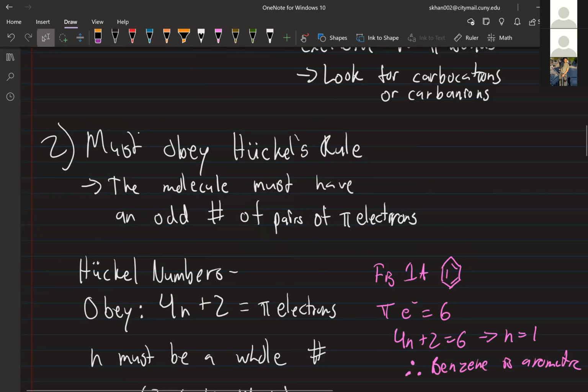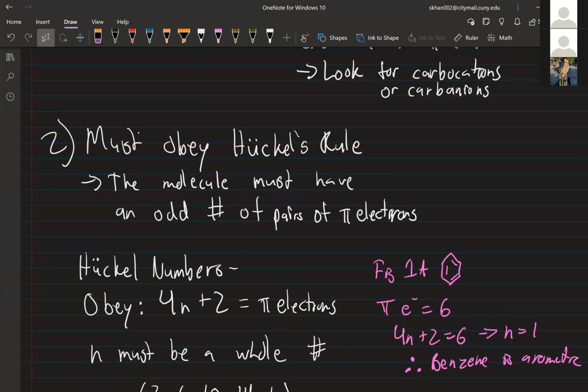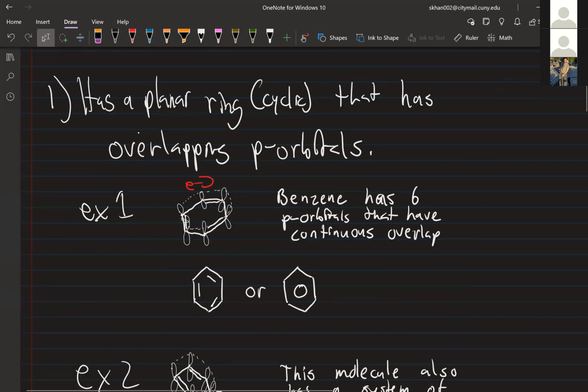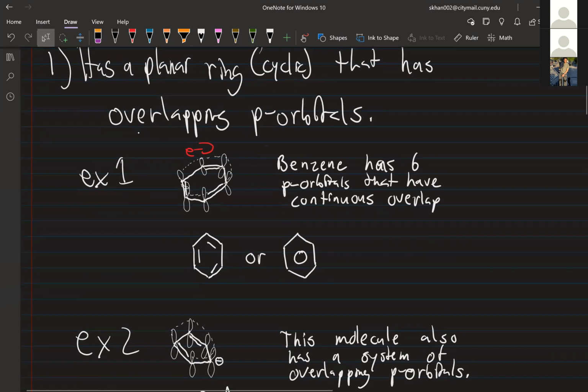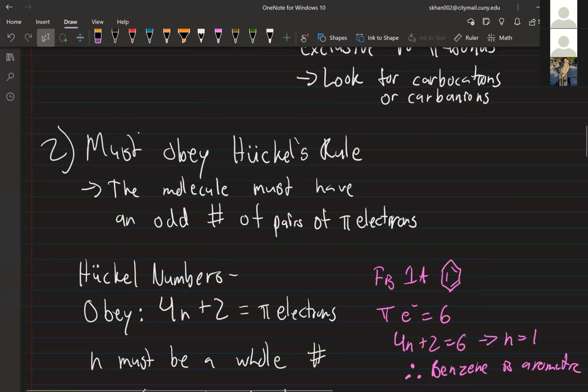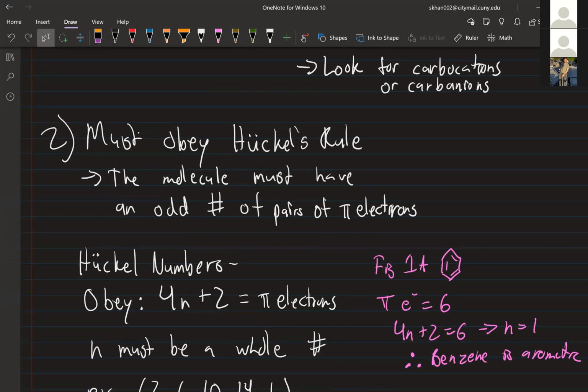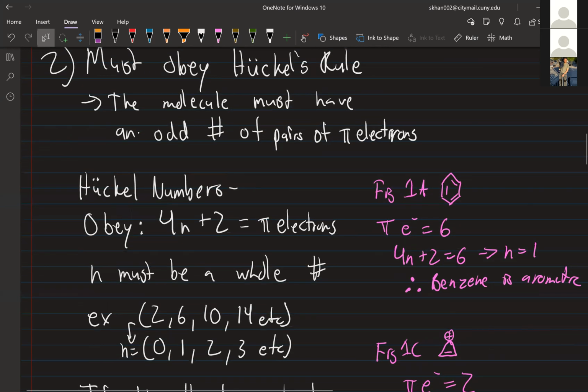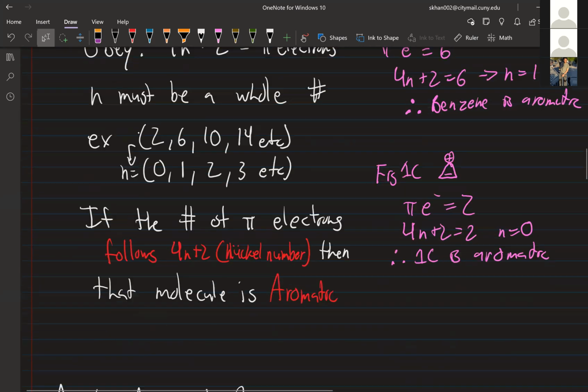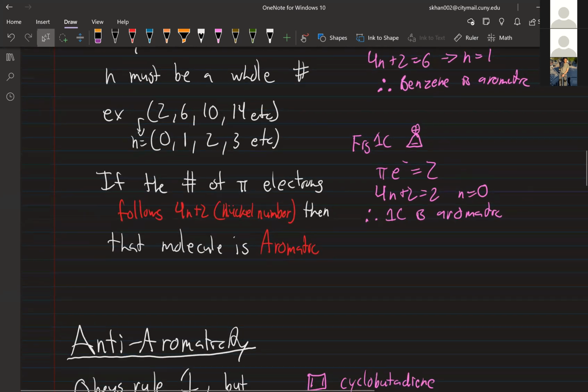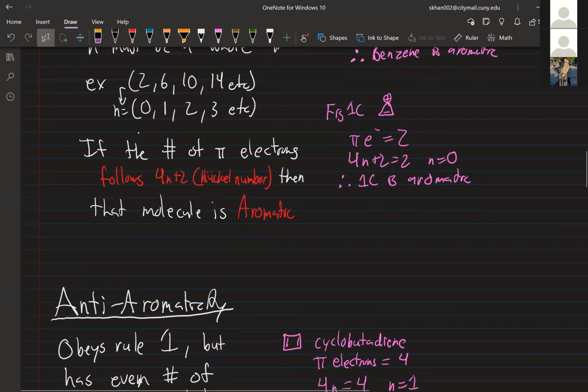And then the last thing, essentially the 2 criteria: first, if it doesn't meet criteria 1, it's non-aromatic or some sort of aliphatic carbon. Once you meet criteria 1, then you check Huckel's rule. Huckel numbers are things that obey 4n plus 2. Common ones I listed are 2, 6, 10, 14, for n equals 0, 1, 2, and 3. If it follows 4n plus 2, you can label that molecule as aromatic.